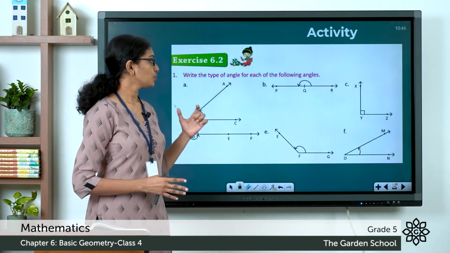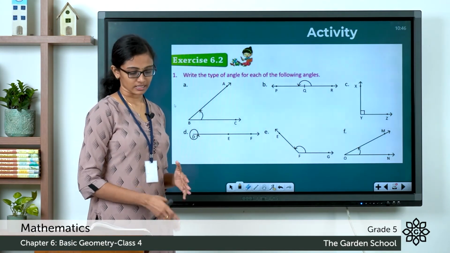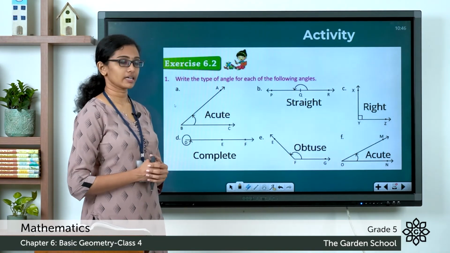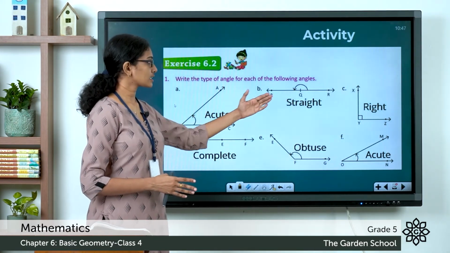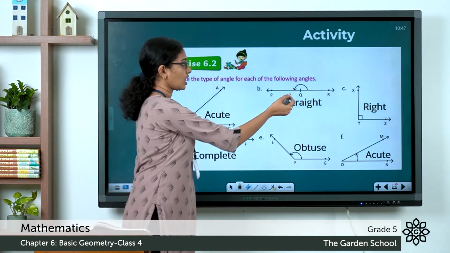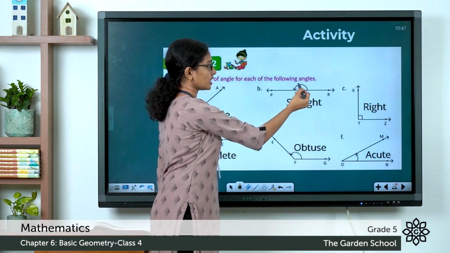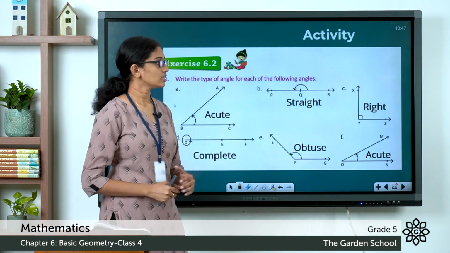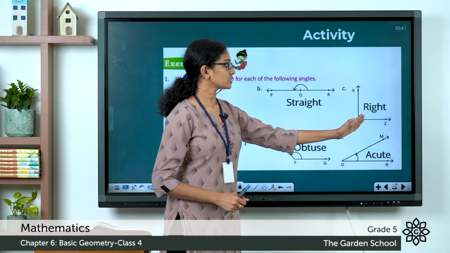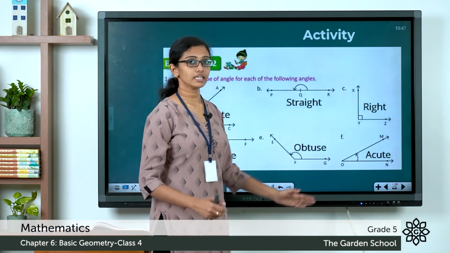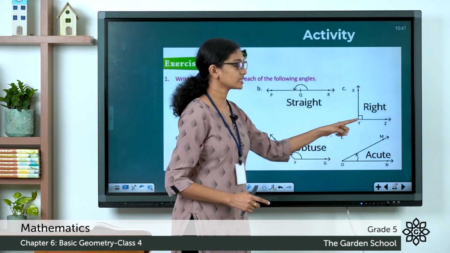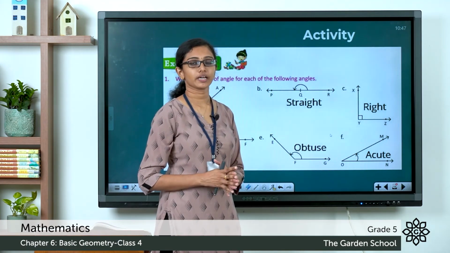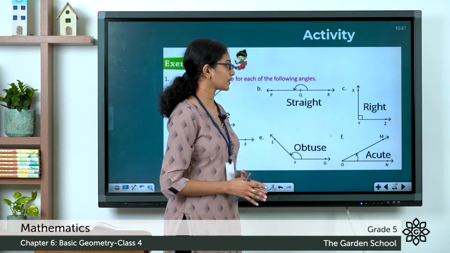Now let's see which type of angle each one is. The first one, like we mentioned earlier, it is an acute angle. Question B, it is a straight angle. See how much it turned? It turned an angle of 180 degree. So it's a straight angle. The third one, it has turned through 90 degree, and this is how you represent a right angle. When you see this mark, it means it is a right angle or the angle is 90 degree.